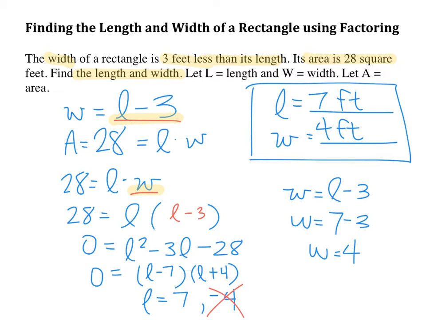At the very end, I always want you to think of, does this make sense in the context? Does it make sense to have a rectangle with 7 feet for the length and 4 feet for the width? Yes, that makes sense. If you were to get a really high number or a negative number, then that's where you might want to rework it and see if you might have made a mistake somewhere.